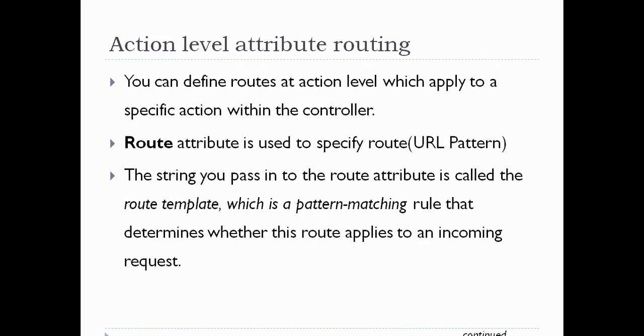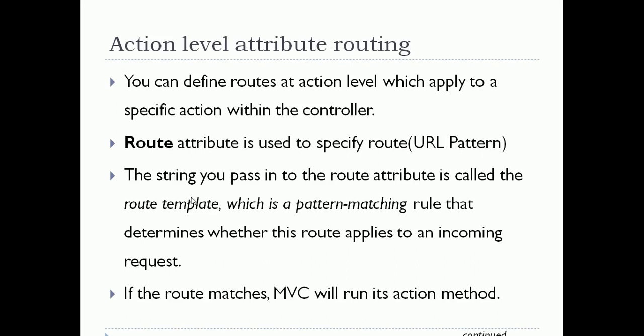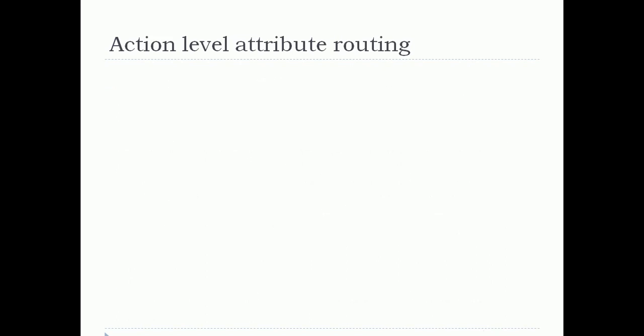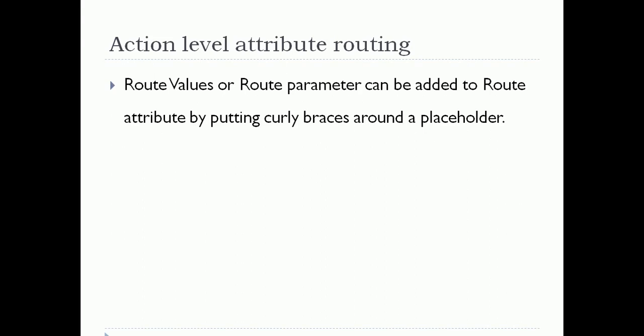We can easily compare it with traditional routing, because in traditional routing also we define a URL pattern and a request handler. So inside the Route attribute you have to pass a string, and that string is nothing but our URL pattern. MVC works in exactly the same way as in traditional routing. If your URL pattern matches, the corresponding request handler or action method gets executed. Now let us see this practically before switching to route values and route parameters.